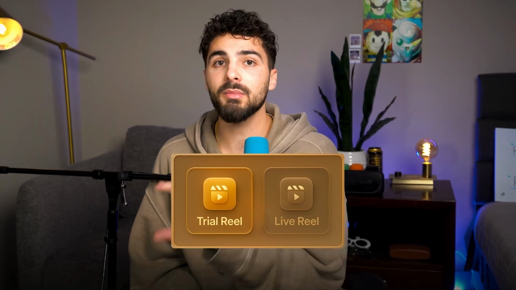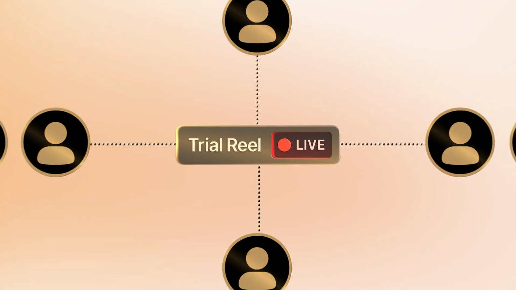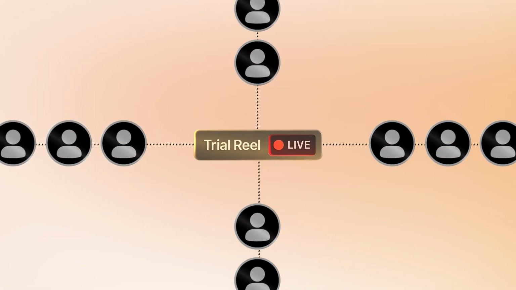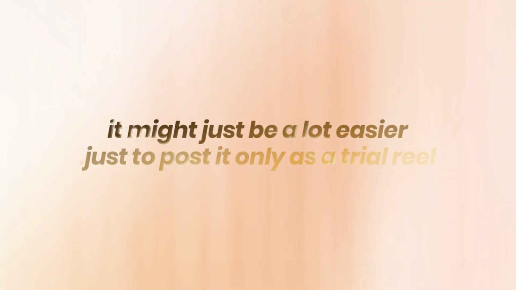This might take a little bit of experimenting on your side to realize what works best, keeping it as a trial reel versus pushing it live. But what I've been able to see is sometimes those trial reels end up performing a lot better when you keep them as trial reels versus when you push them live. Sometimes there's this weird thing where when you push it live, it doesn't automatically push it to all of your followers the way it would normally push out an Instagram reel. It's a little bit laggy. Sometimes it takes a few hours to really get into the algorithm. Sometimes you have to repost it. Sometimes you have to post it to your story. And so to bypass all of that, it might just be a lot easier to post it only as a trial reel.